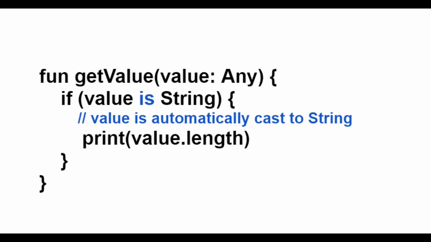In Kotlin, normally you don't need to use explicit cast operators because the compiler tracks the is checks and explicit casts for immutable values and inserts casts automatically whenever needed. For example, suppose we have a function funGetValue and we are passing a value of type Any. In the function, we check if the value is String, then we print the length of the value. Here the value is automatically cast to String. We are not performing any kind of explicit casting.